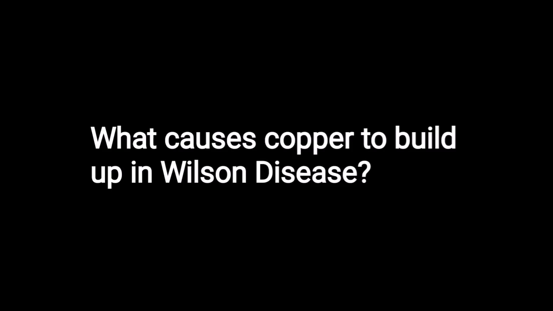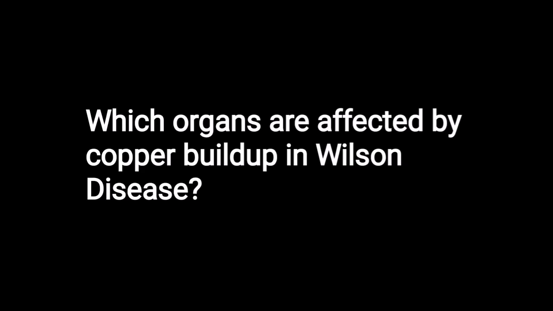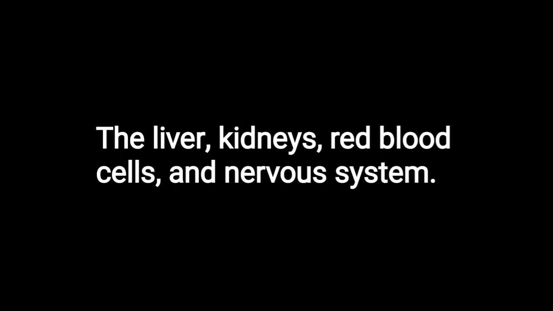464. What causes copper to build up in Wilson disease? A deficiency in ceruloplasmin, the protein that helps excrete copper. 465. Which organs are affected by copper buildup in Wilson disease? The liver, kidneys, red blood cells, and nervous system.